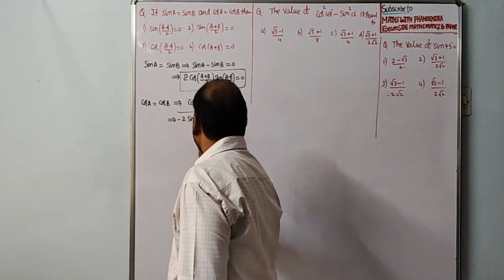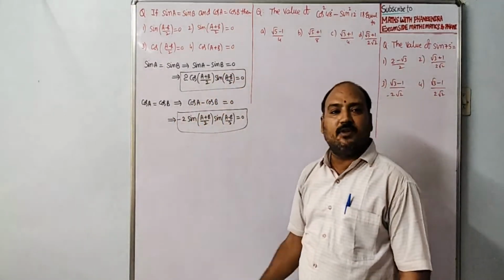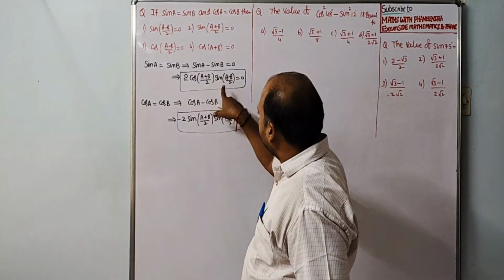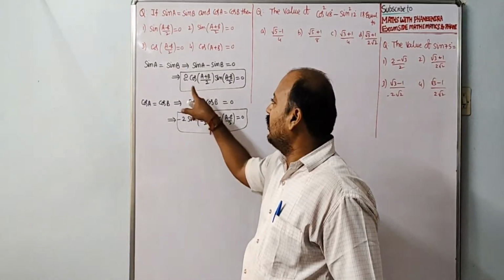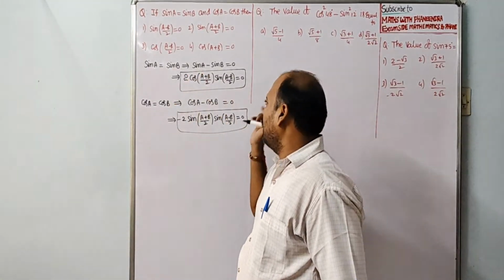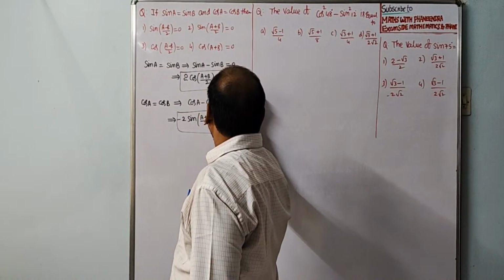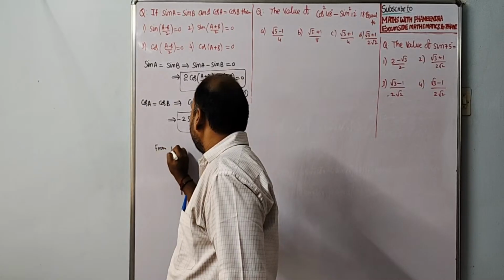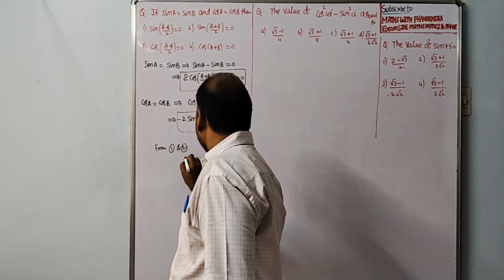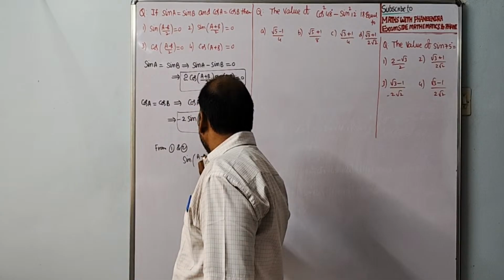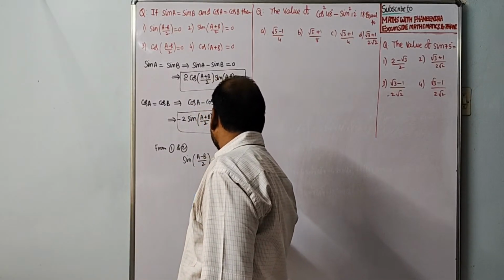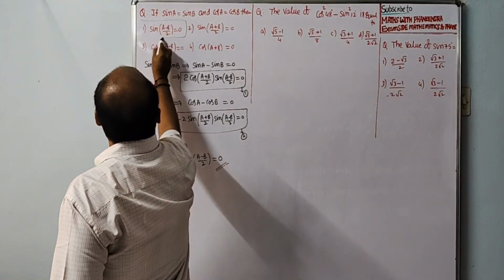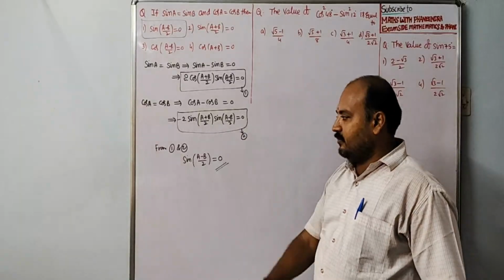Dear students, observe carefully in these two boxes, which is the common thing in these two. The common thing is sin of A minus B by 2, including constant 2. Constant bring outside, no problem. Therefore, from 1 and 2, we conclude that sin of A minus B by 2 is equal to 0. This is our answer. So it is there in the first option.